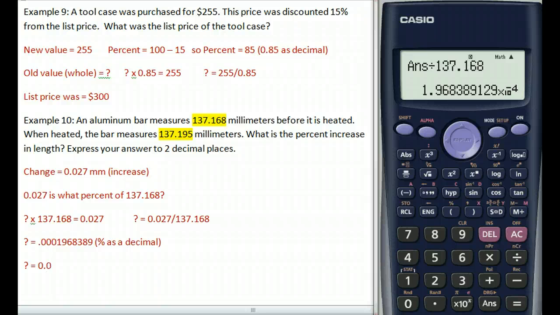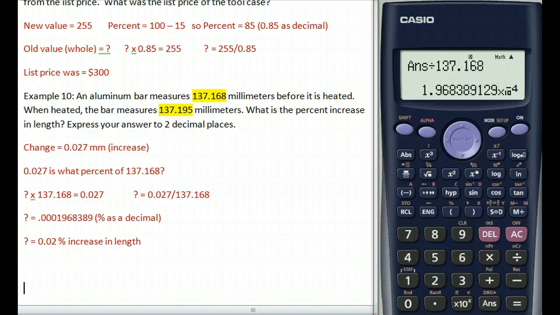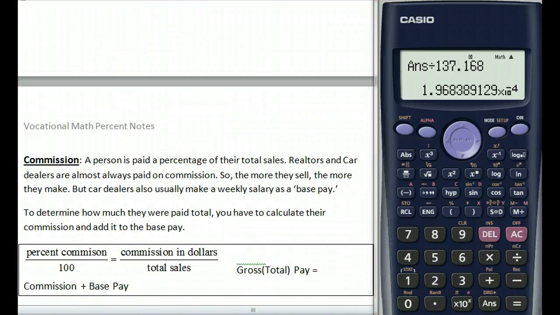I end up with just 1 0 before the 1. And then let's round to the nearest hundredth of a percent. So I'm going, since it's a 9 next to the 1, I'll round it up. So 0.02%. That is the percent increase in length. Tiny, tiny, tiny, tiny.